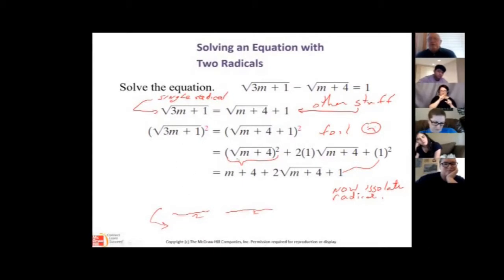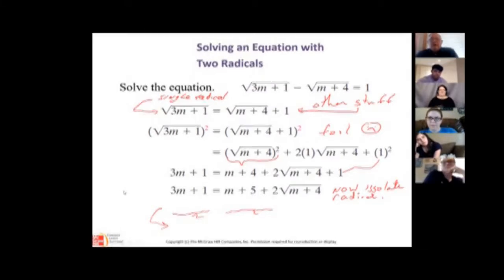It hasn't disappeared. Okay, when you FOIL this, you get the first term plus 2 times the first term times the last term, and the last term squared. So this simplifies to m plus 4 when you square it. This one, you just got that stuff, and then the 1. Now, we finally brought this down. We combine like terms that we can.